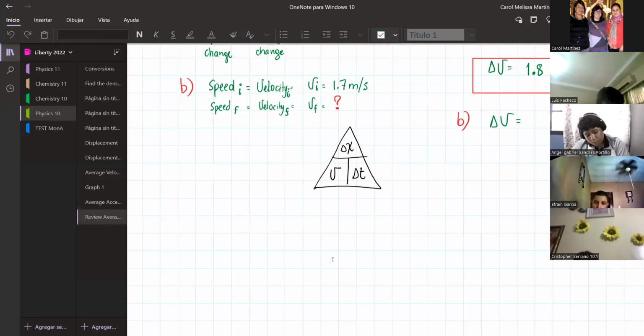What happens here? In this part, we have a final velocity that we need to find. And then we have an initial velocity of 1.7 meters per second. Now, we have one equation for delta V. If you need to isolate for delta V, this is what remains.